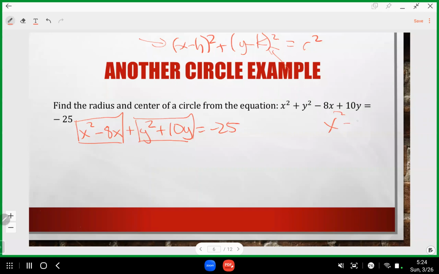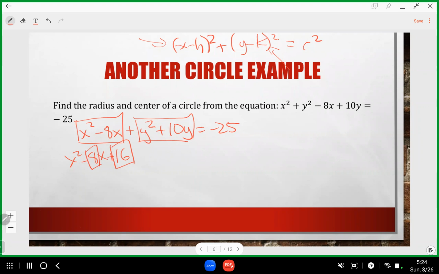X squared minus 8x. We need to add something, and that's going to make it into x minus something squared, right? So essentially, what is a square? We need to add 16 to this. X squared minus 8x plus 16. Why is this? Because this term is always going to be the b term divided by 2, squared. You can notice this: 16 is equal to 8 divided by 2, squared.